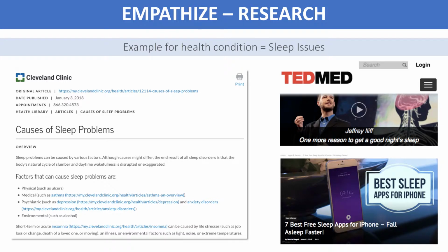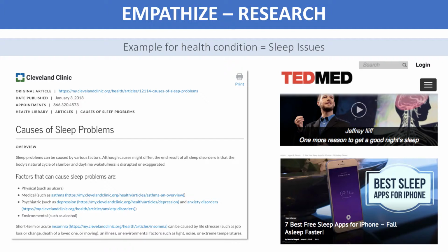Now, videos are also great to watch. So Jeffrey Lilliff gave a talk on one more reason to get a good night's sleep, to talk about the benefits of good, solid sleep. This is another way to do some research to understand the experience of sleep, the impact it can have on people's lives. If you don't have good sleep, then it could result in negative issues. If you do have good sleep, it can have very many positive issues, not only on your life, but as well on your health.